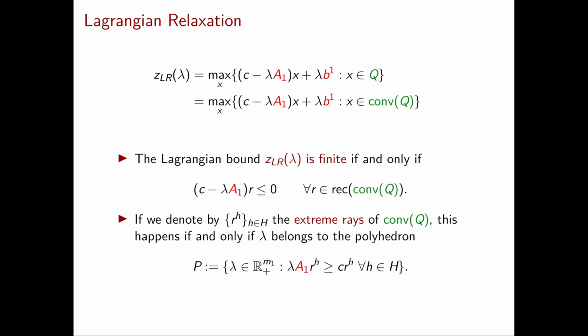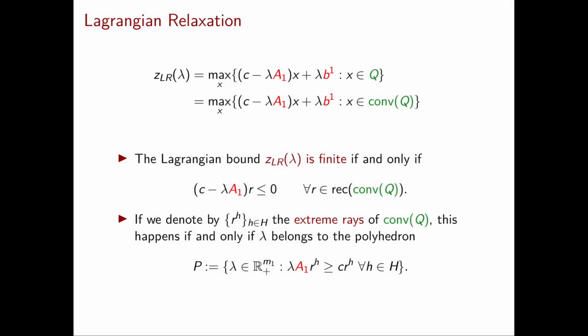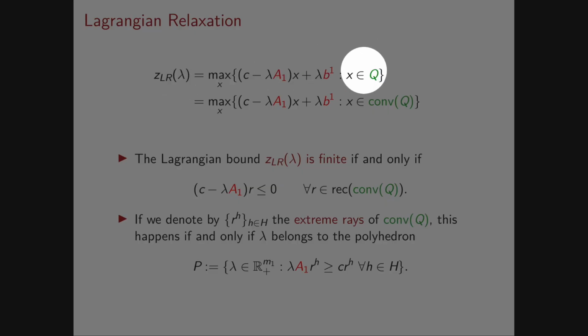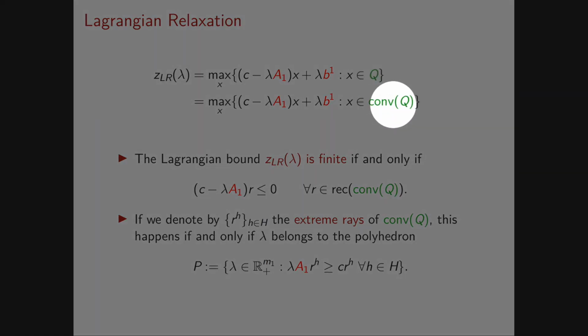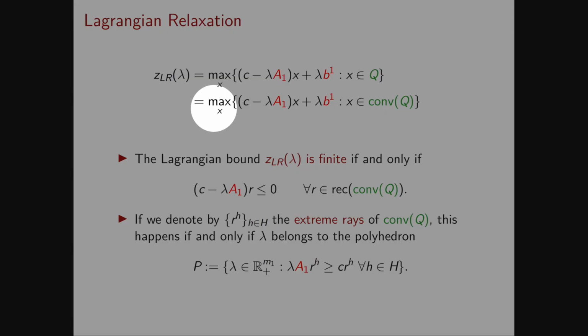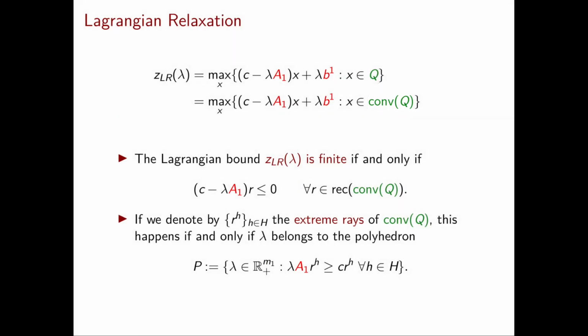Now let us discuss a little bit the Lagrangian relaxation from a polyhedral perspective. In the first line here, I have our definition of Lagrangian relaxation that we just saw a couple of slides ago. We know very well that optimizing a linear function over a mixed integer linear set is the same as optimizing it over its convex hull. Therefore, the Lagrangian relaxation could be solved in principle by solving just this LP if we knew the convex hull of Q. But now we can analyze a little bit better the Lagrangian relaxation polyhedrally.